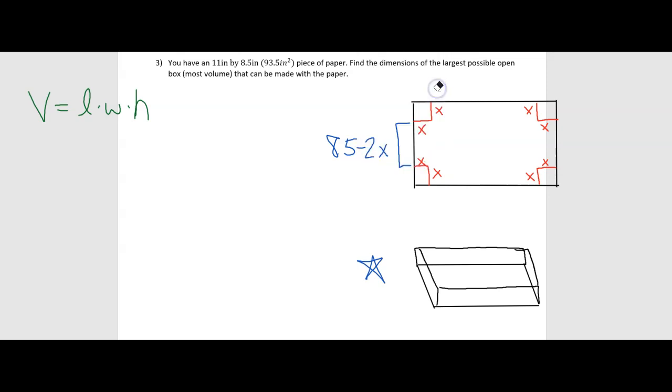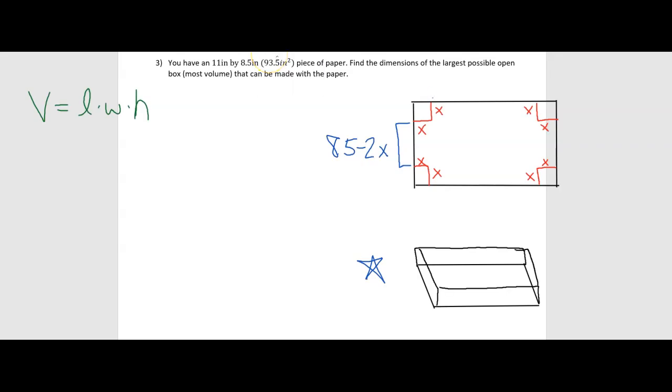Same idea for the length. When I cut off those end pieces, this becomes my new length. So 11 minus 2x. So if I go down to my 3-dimensional image, I now know what my length is. My length is 11 minus 2x. I know that my width is 8.5 minus 2x. And my height, right, well, that's just going to be x.